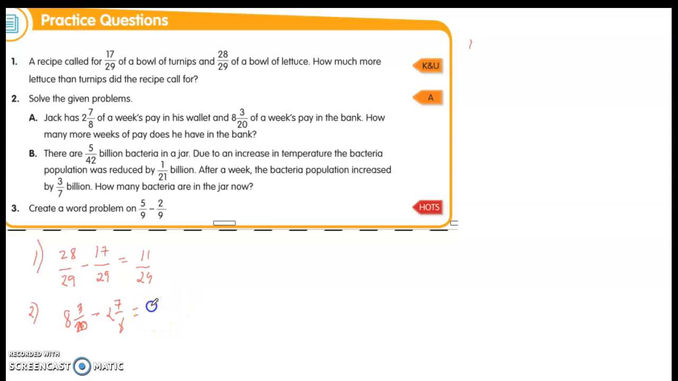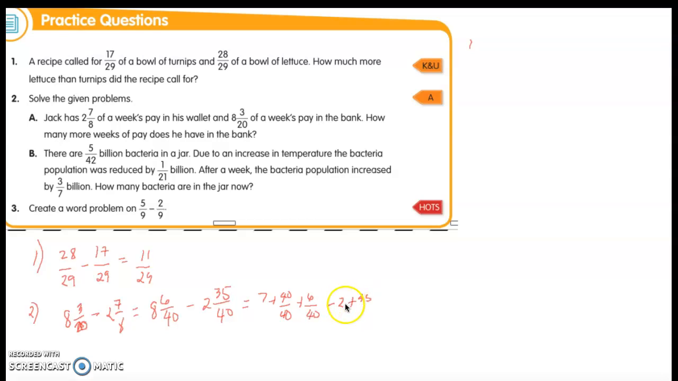So we need to change the denominators to 40. 40 divided by 20, you will get 2, times 3, you'll get 6. 40 divided by 8, you'll get 5, and then 5 times 7 is 35. But take note that 35 is greater than 6. So we need to change 8 and 6 over 40 to 7 plus 40 over 40, and then plus 6 over 40.